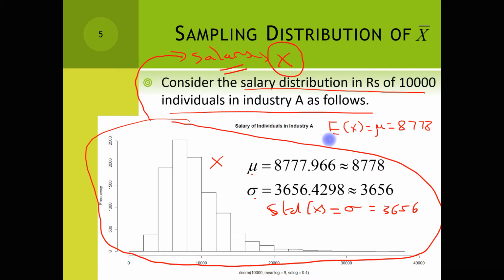But me, what am I interested in? I'm not interested in knowing the distribution of x, but I'm interested in the distribution of x bar. Look at the difference. There is a difference between x and x bar. X is your salary, but x bar represents your mean salary. There is a difference here. We are interested in knowing the distribution of a mean salary.